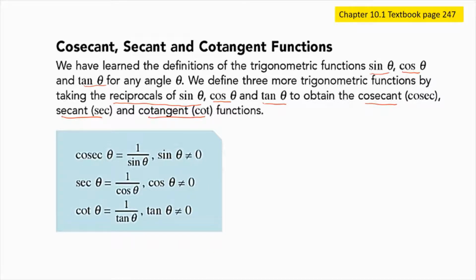So what's reciprocal? Cosecant theta equals 1 over sine theta. This is called taking the reciprocal of sine theta. Secant theta equals 1 over cosine theta. This is taking the reciprocal of cosine theta. So cotangent theta will be equal to 1 over tangent theta.